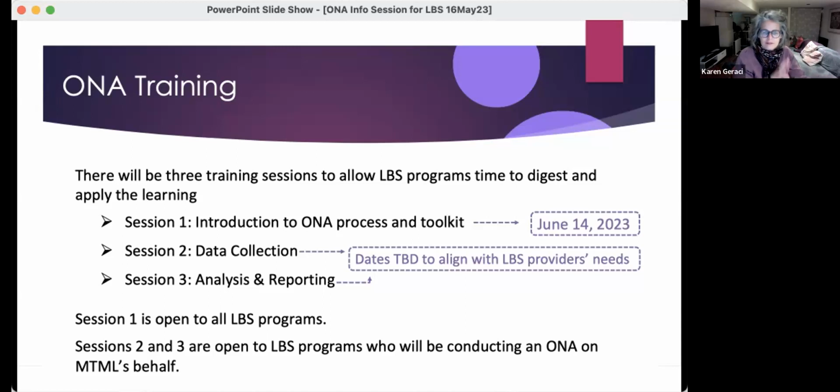Session 2 will focus on data collection, and the third session will focus on analysis and reporting. So it's more in-depth training than we were able to offer in the last very compressed pilot timelines. But we really will take our cue from the programs and the providers who come on board, because we can customize to your needs. So that's the training. And anything else to say, Marissa?